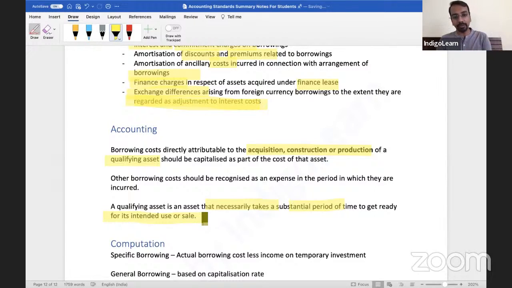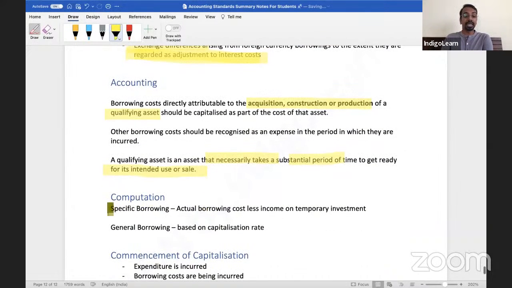So if there is a qualifying asset which takes a substantial period of time, then to that asset you can capitalize borrowing cost. What is a substantial period of time? The presumption is 12 months or more, unless you can justify it otherwise. So there's a presumption. Sometimes the period may be longer, sometimes shorter. It is purely on the call of the entity.